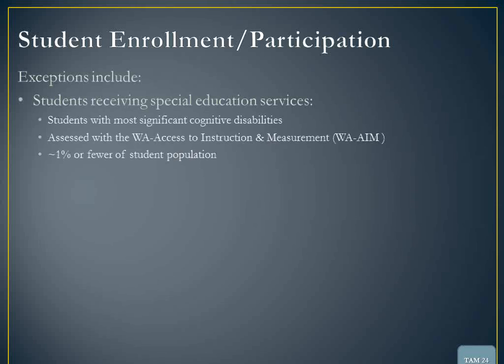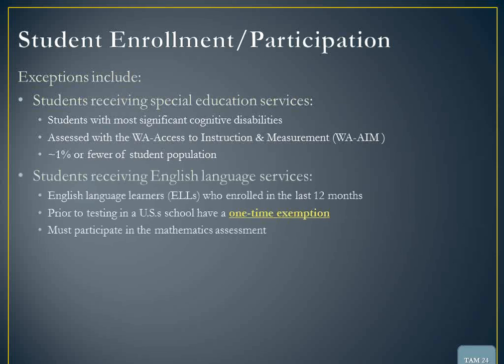But there are some exceptions. And so with those exceptions, that includes students that are receiving special education services. So these are kids that have the most significant cognitive disabilities, and these students are assessed with the Washington Access to Instruction and Measurement, another wonderful acronym known as WAAIM. And so, as mentioned before, this is done on the computer, so it's about 1% or lower in our student population for our district.